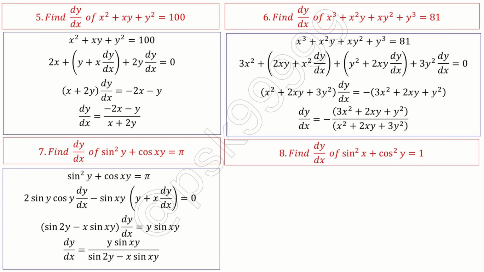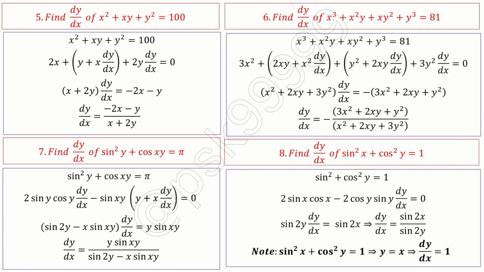Next, same way, sin square x plus cos square y equal to 1. So you differentiate, you will get 2 sin x cos x minus 2 cos y sin y dy by dx equal to 0. I can call this one as sin 2x. This one is sin 2y. So sin 2y into dy by dx equal to sin 2x. So dy by dx equal to sin 2x by sin 2y.